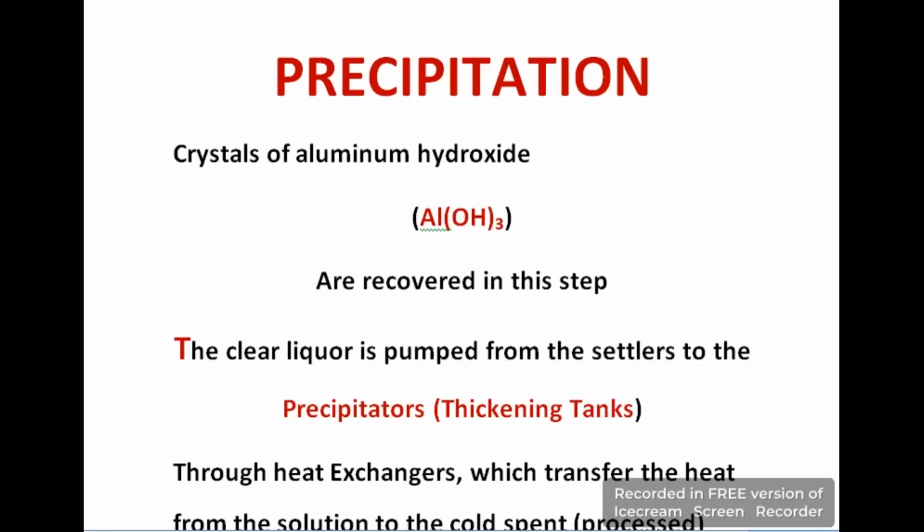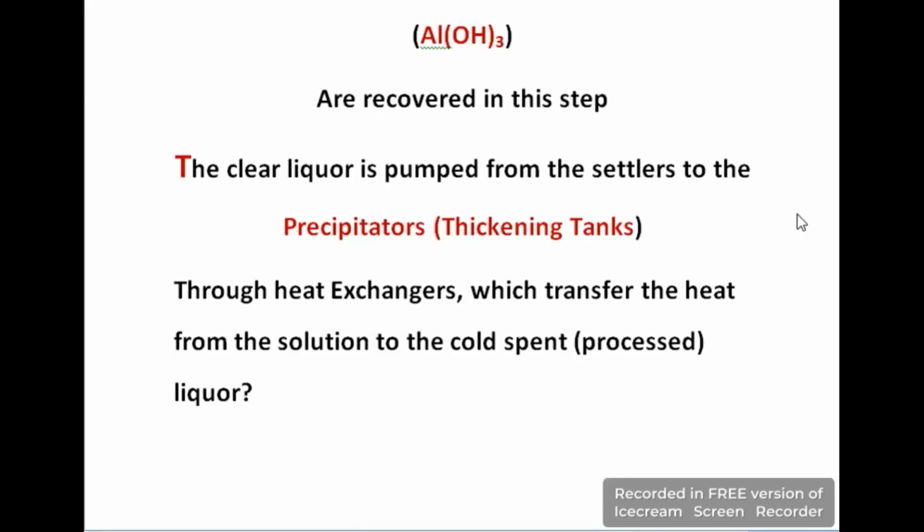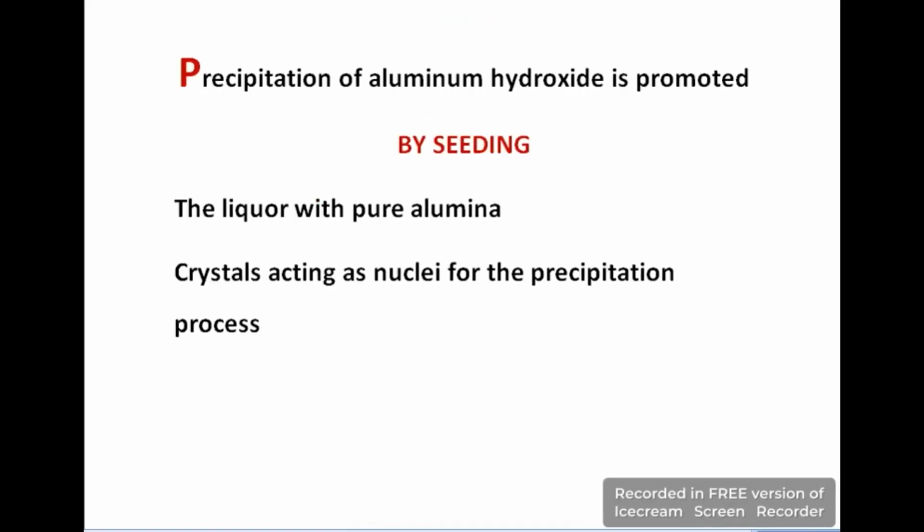precipitation, in which we recover crystals of aluminium hydroxide. After removing the impurities in the previous section, we get clear liquid which is pumped from settlers to precipitators, and these precipitators are also called thickening tanks. During transfer of the clear liquor from settler to precipitator, we use a heat exchanger in between these two pieces of equipment to transfer heat from the solution to the cold spent liquor. The precipitation of aluminium hydroxide is improved by a process which is called seeding.